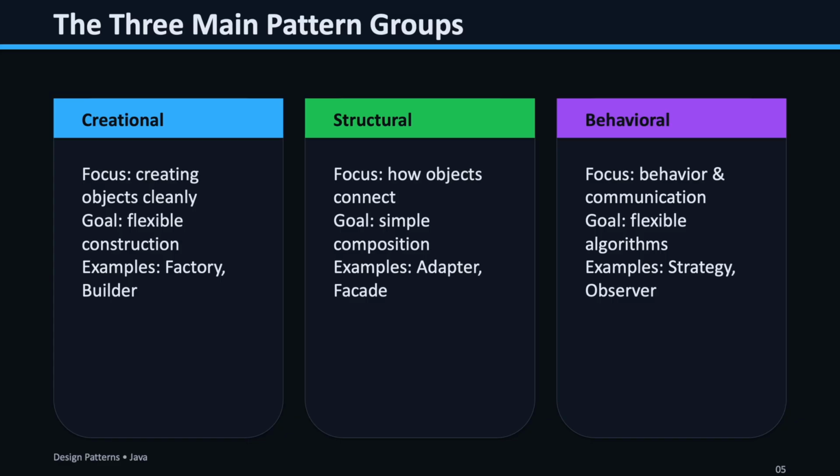And the final one, behavioral patterns. They focus on how objects communicate and how behavior is organized. So their goal is to keep logic flexible when behavior changes often. These groupings are very common in design pattern catalogs.